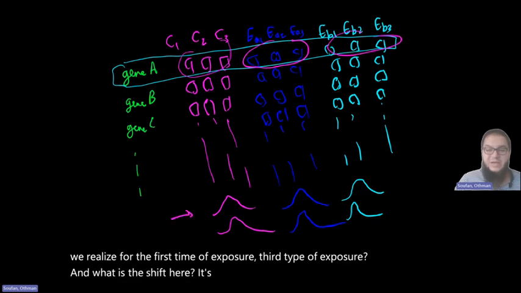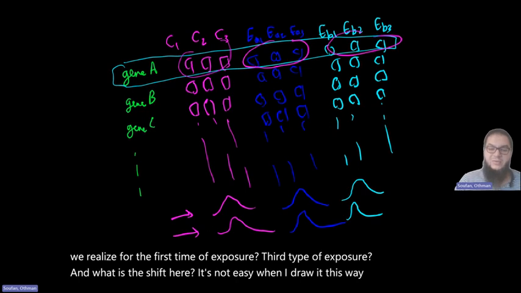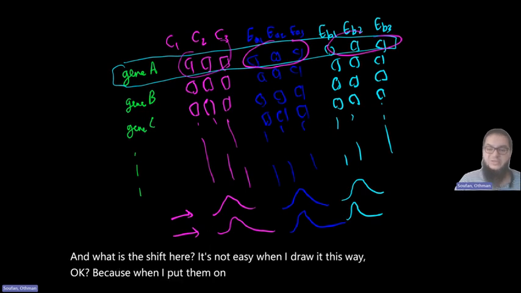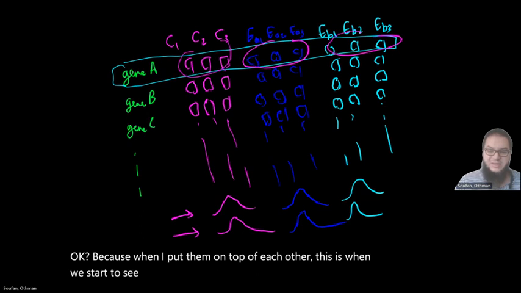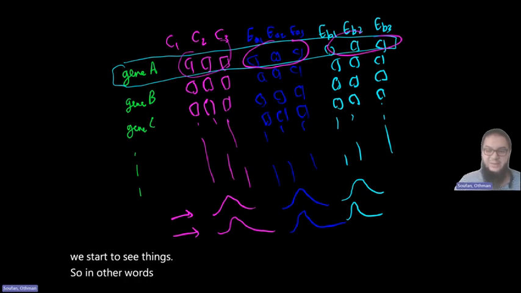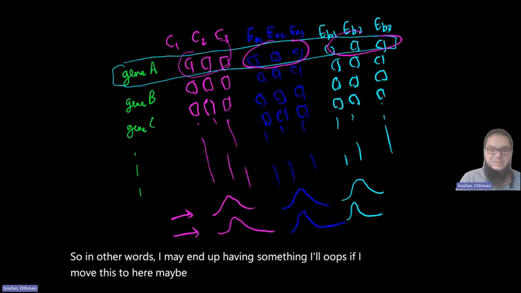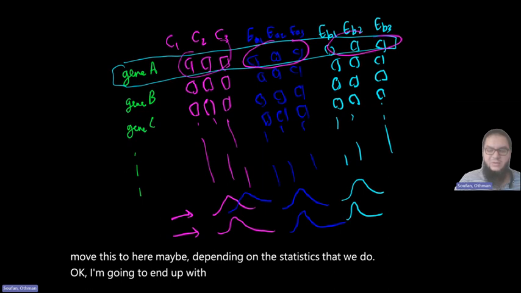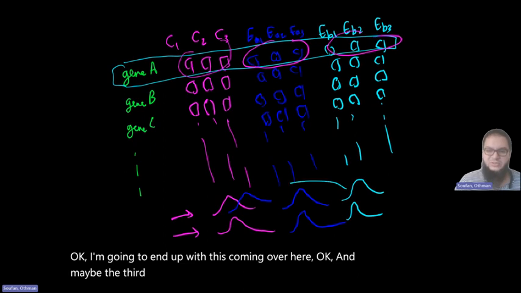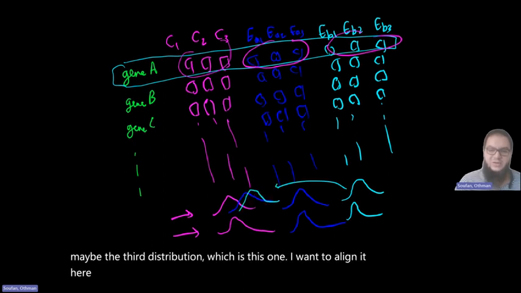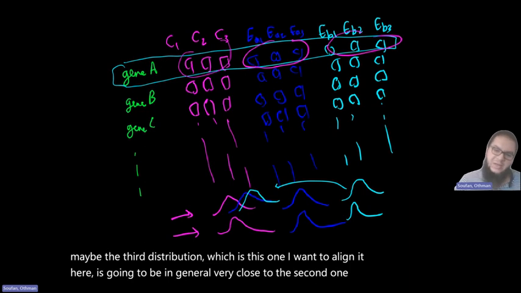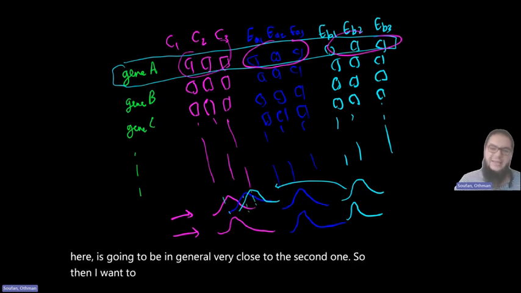It's not easy when I draw it this way, okay? Because when I put them on top of each other, this is when we start to see things. So in other words, depending on the statistics that we do, I'm going to end up with this coming over here, okay? And maybe the third distribution, which is this one, I want to align it here, is going to be in general very close to the second one.